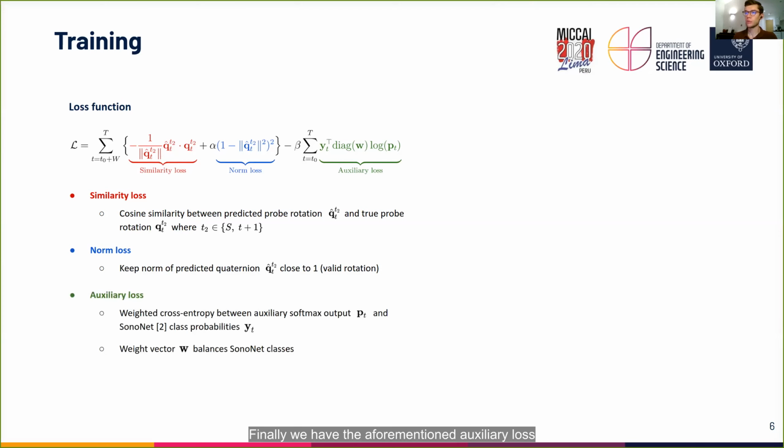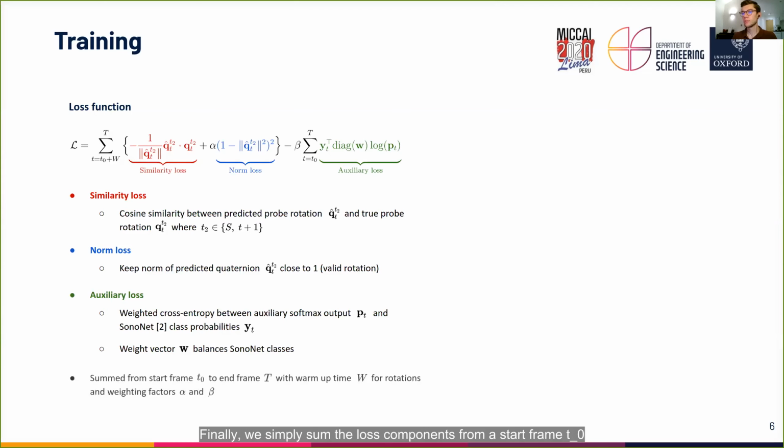Finally, we have the aforementioned auxiliary loss, which is a weighted cross entropy between the auxiliary softmax output and the SonoNet class probabilities with a weight vector W that balances the SonoNet classes. Finally, we simply sum the loss components from a start frame T0 to an end frame capital T with a warm-up term W and empirical weighting factors alpha and beta.